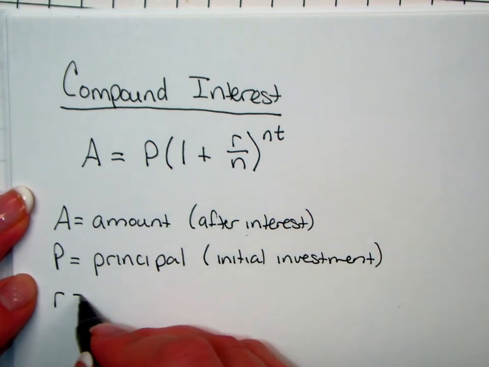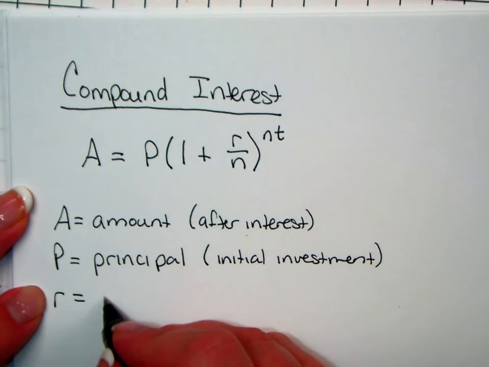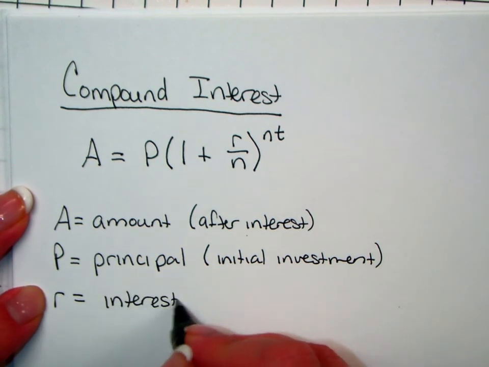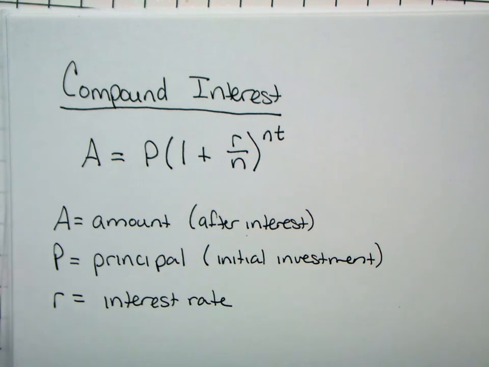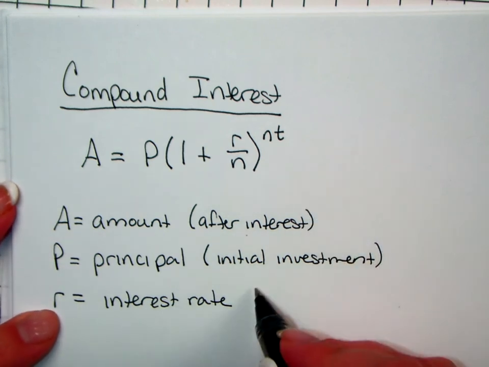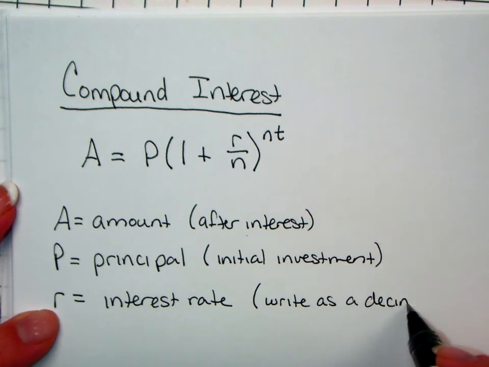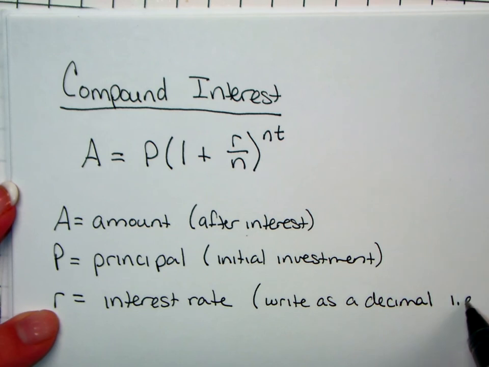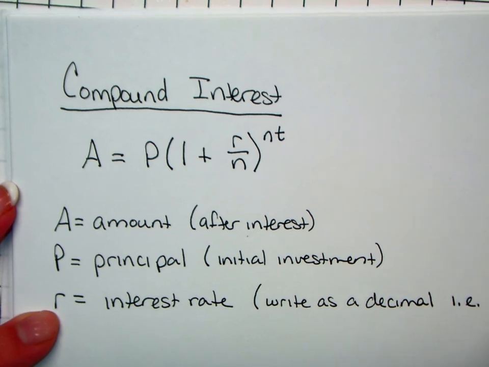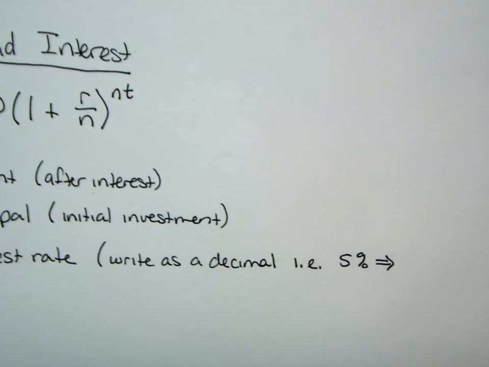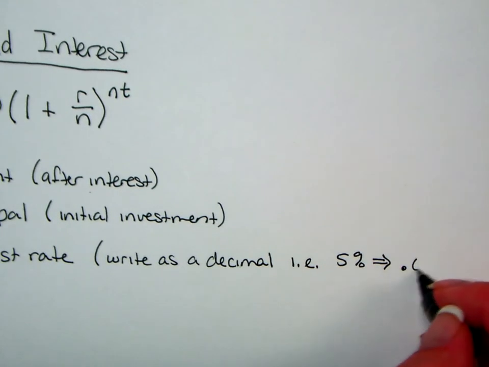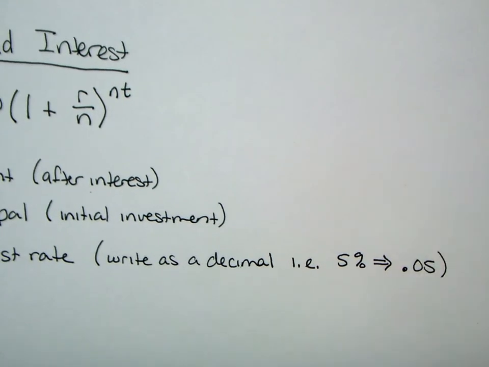All right, R stands for the interest rate. Interest rates are usually given to you as a percentage, right? 8%, 12% interest, 3% interest. But when you plug this interest rate into the equation, you need to make sure you write it as a decimal. Right, so for example, if you have a 5% interest rate, as a decimal it's going to be 0.05, right? 5%, 5/100ths.